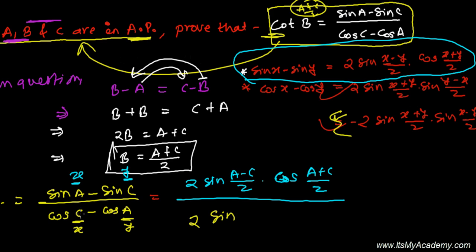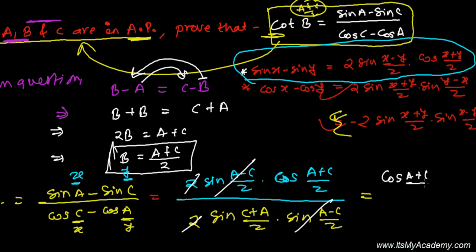Sine (X plus Y), so here X is C and Y is A, so it's (C plus A) divided by 2. And again sine (X minus Y), that is C minus A, no, that's Y minus X. All right, so that's (A minus C) divided by 2. Wow, wonderful, that is what I was looking for. Sine (A minus C) by 2 cancels with sine (A minus C) by 2, and 2 and 2 get cancelled. Again, see here, cosine of (A plus C) by 2 and sine of (C plus A) by 2. A plus C and C plus A, that's the same thing. I mean cosine of (A plus C) divided by 2 over sine of (A plus C) divided by 2.